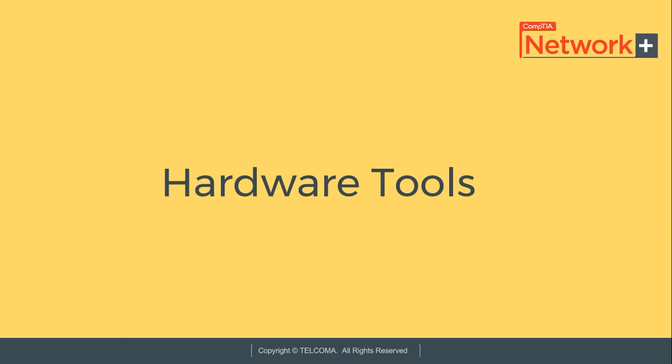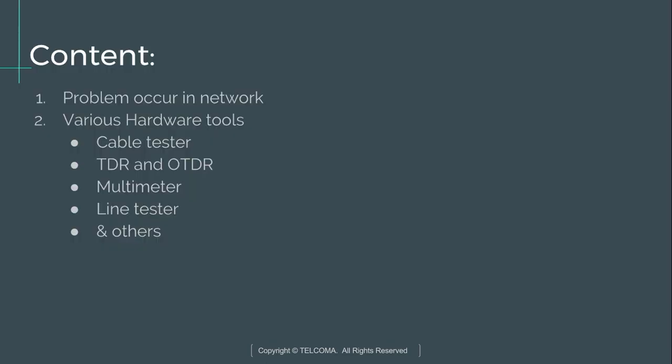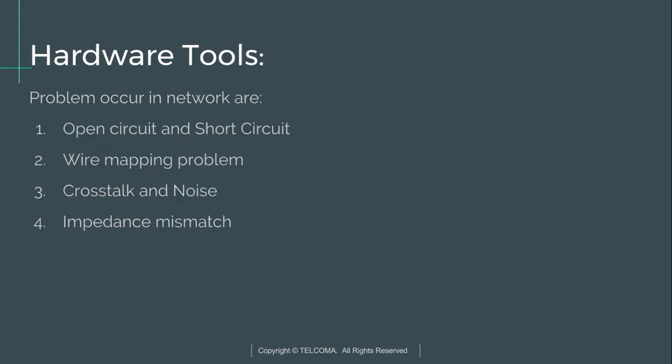Hello, today we are going to discuss the hardware tools which we use to troubleshoot our network. Here we will learn about the problems which occur in our network and various hardware tools used to troubleshoot these problems, like cable testers, TDRs and OTDRs, multimeters, line testers and other hardware tools. So let's first discuss the problems which occur in our network.